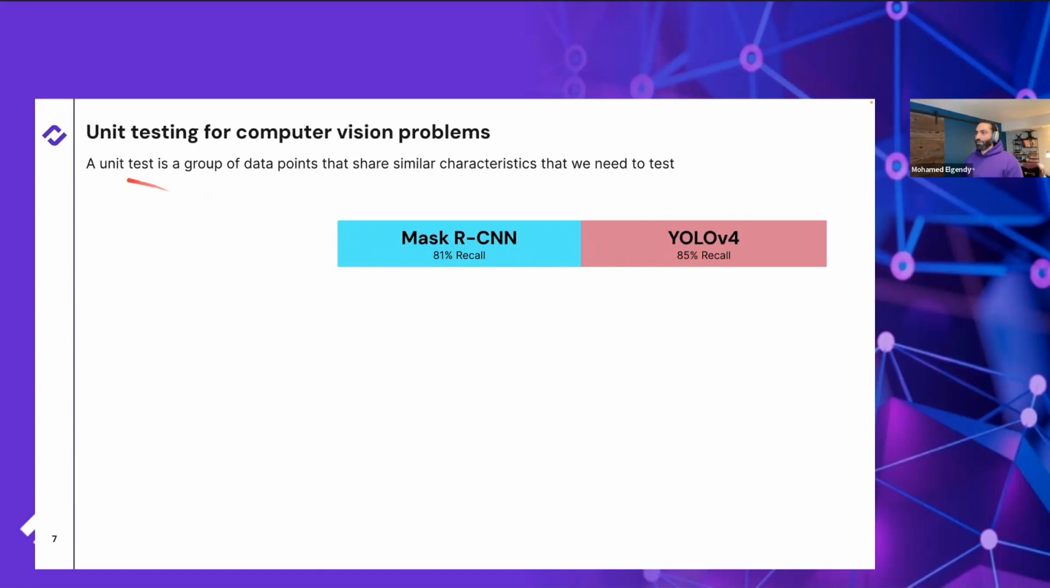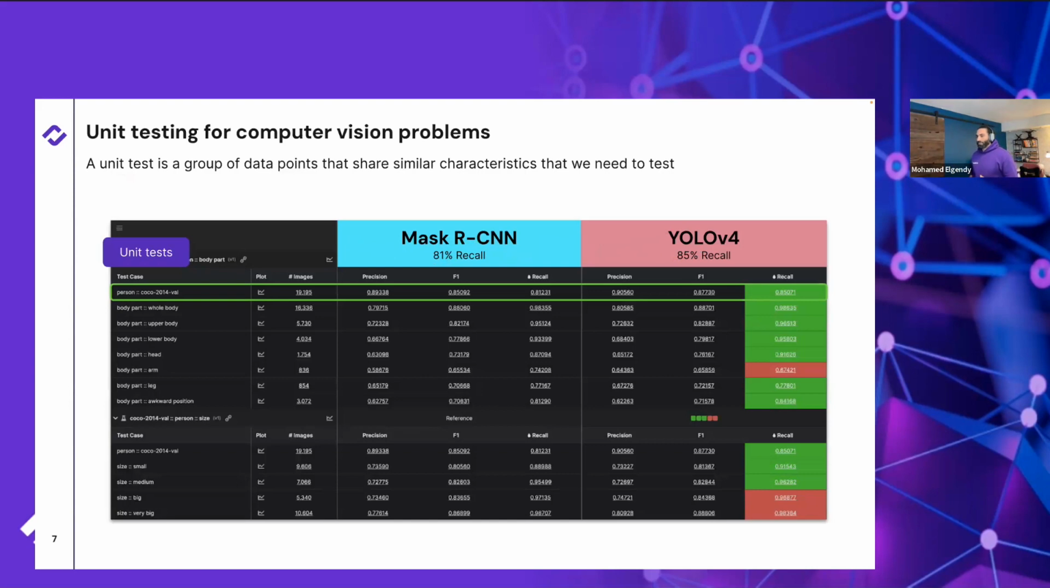And now we want to take a look at unit testing for machine learning. It's a great time to introduce the concept. A unit test is basically a group of data points that share the same characteristics that we want to test. So we start looking at our model results at the unit level. We have built unit tests for this person problem, just as an example. One is looking at how the model is performing when it sees the whole body in the image, right? So that could be straightforward.